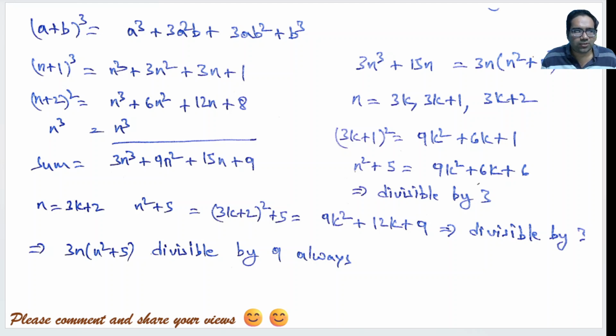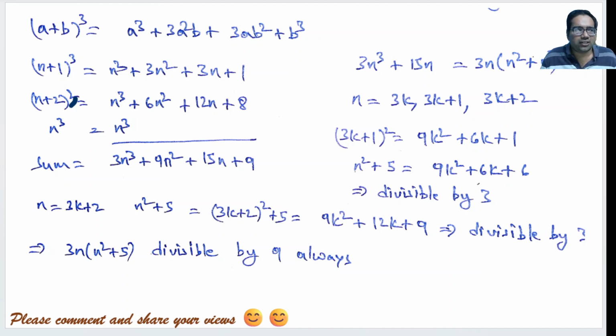Similarly, what is (n + 2) cube? Sorry for the typo. (n + 2) cube is, again, n cube plus 3a square b, 3n square into 2, which is 6n square, plus 3ab square, plus 3n into 4, which is 12n, plus b cube, which is 2 cube, which is 8. And n cube is n cube.